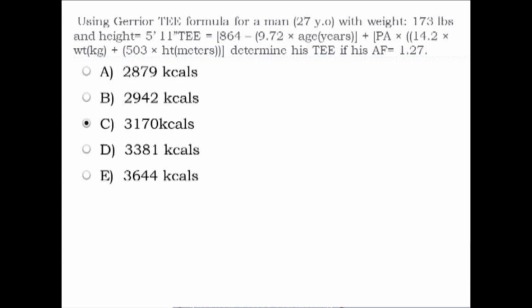So the first place to start is with the first bracket dealing with the age. So let's do that by entering the number or the age of the person. So it's 27 years old times 9.72. That gives us 262.44. That subtracts 864. And we get 601.56. That goes in to your first bracket. Put a bracket around it so you don't get mixed up in your numbers.